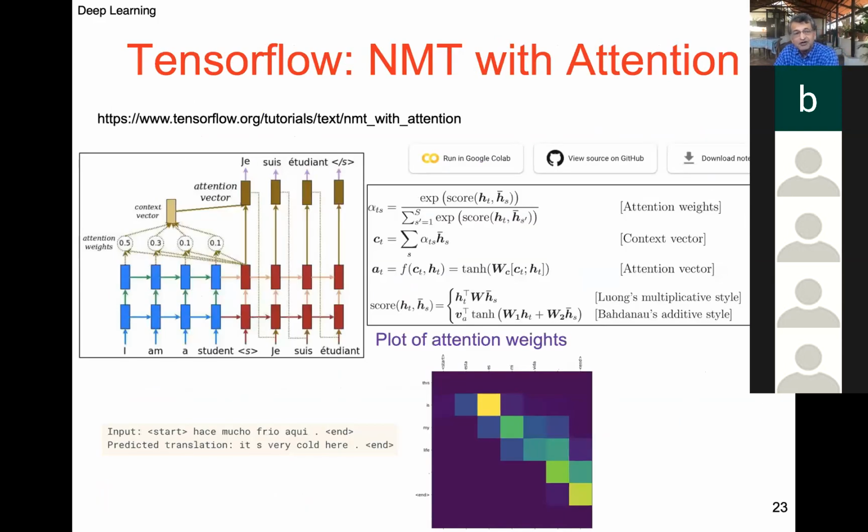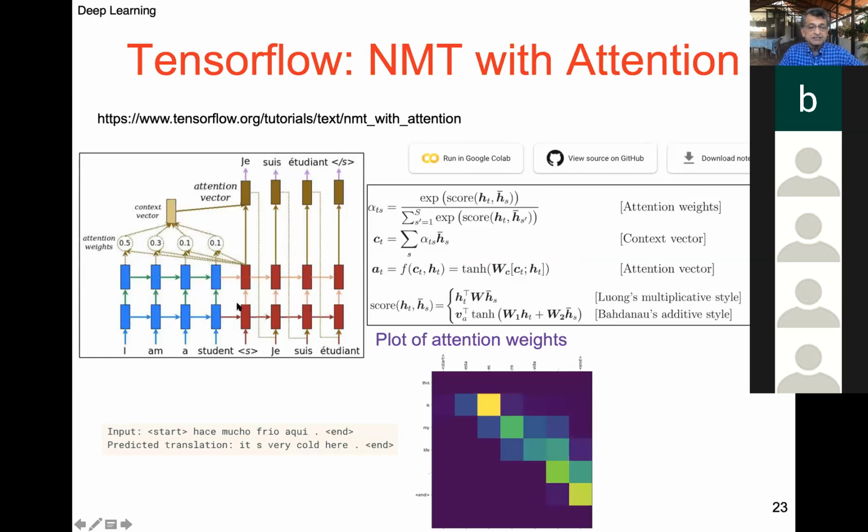This is the blog I found, and it is tensorflow.org tutorials for neural machine translation with attention. You can just go to this site. I've given you the link here. You can run in Google Colab or view source in GitHub and download the code. It gives you some diagrams saying what is happening. You're translating "I am a student" in English, and the French would be "je suis étudiant".